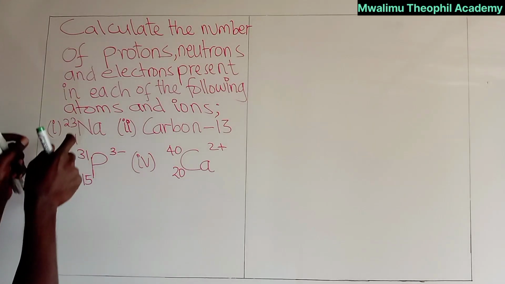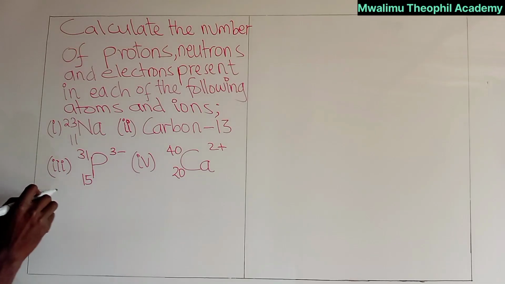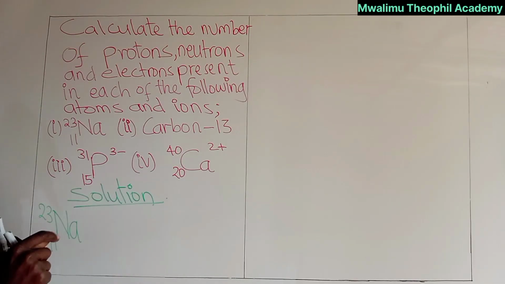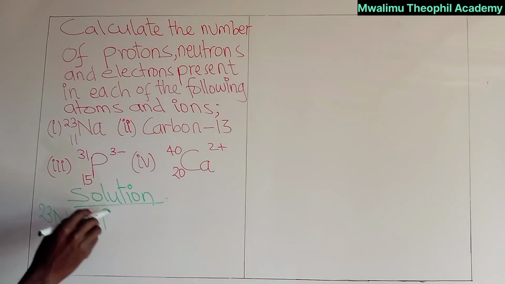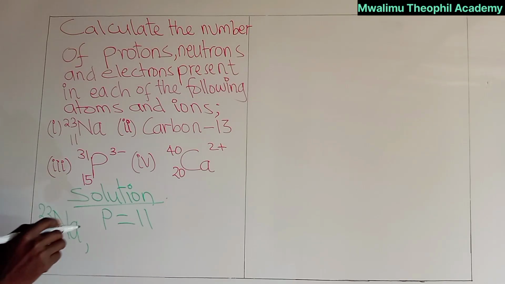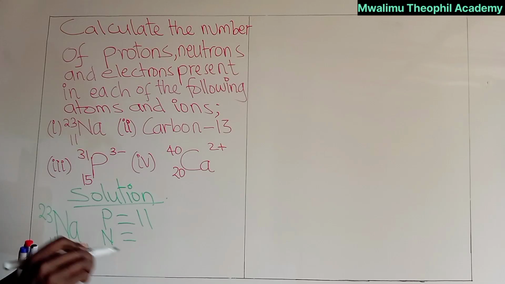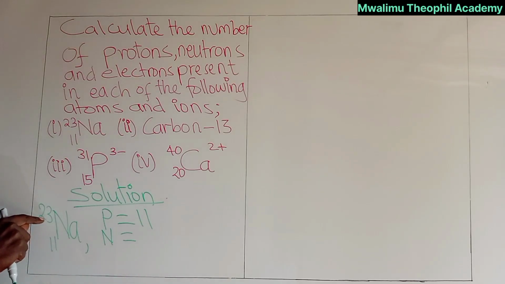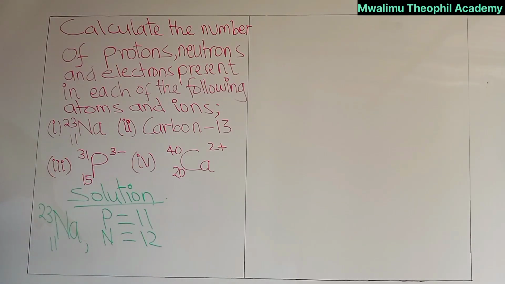By starting with sodium atom, the number of protons is equal to the atomic number. Now the number of protons is equal to 11. As you see, the atomic number is 11. The number of neutrons is equal to mass number minus atomic number, which is 23 minus 11. This brings 12. So we have 12 neutrons.